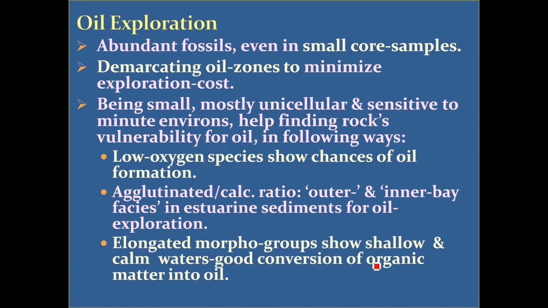Being small, mostly unicellular, and sensitive to minute environmental conditions, they help in finding rocks' vulnerability for oil in the following ways. Low oxygen species show chance of oil formation. Agglutinated calcareous ratio is helpful in demarcating outer and inner bay facies in estuarine sediments for oil exploration. And elongated morphological groups show shallow, calm water condition, which can be considered good for conversion of organic matter into oil.